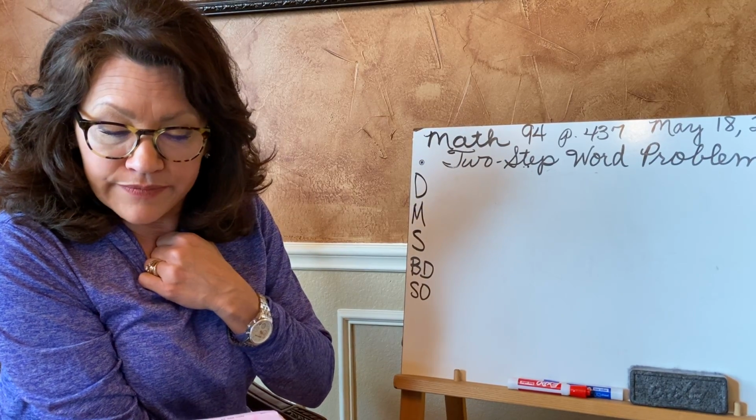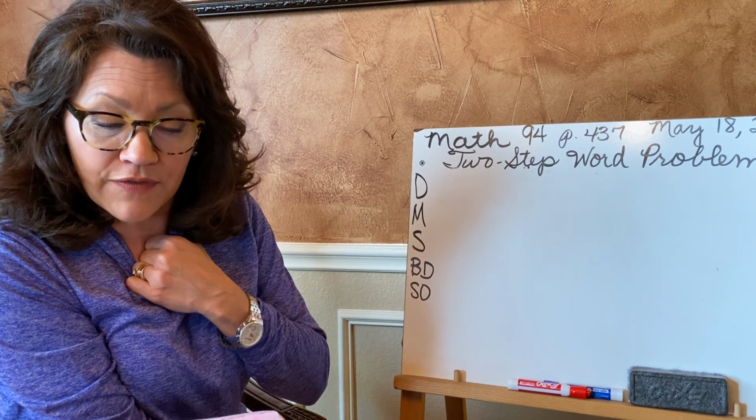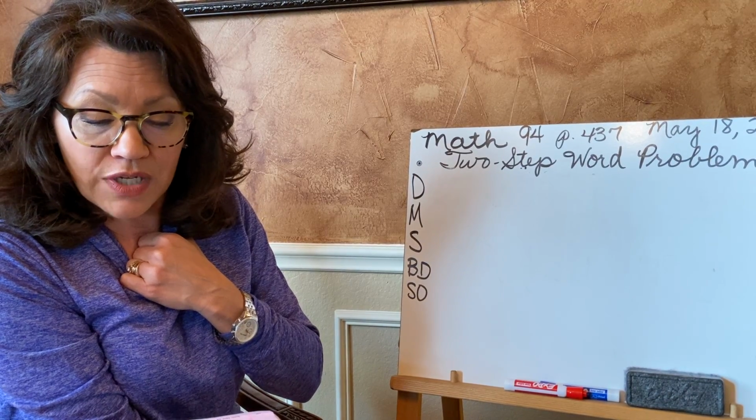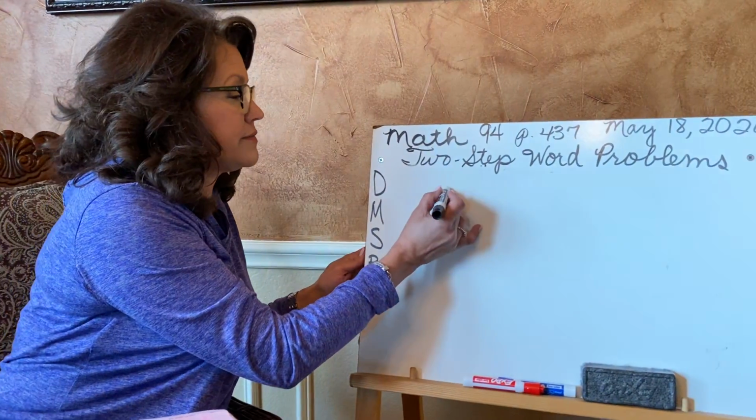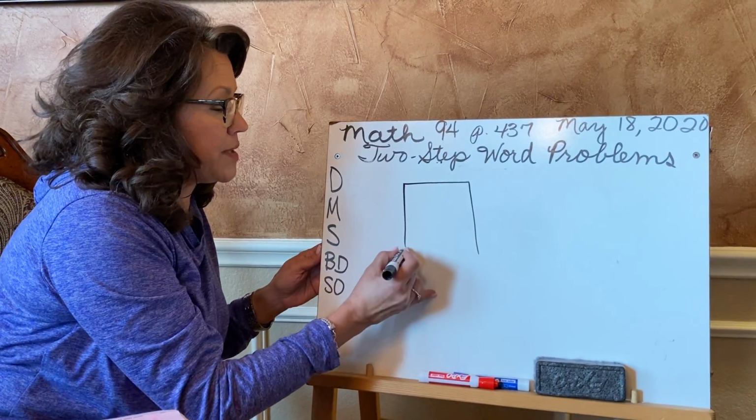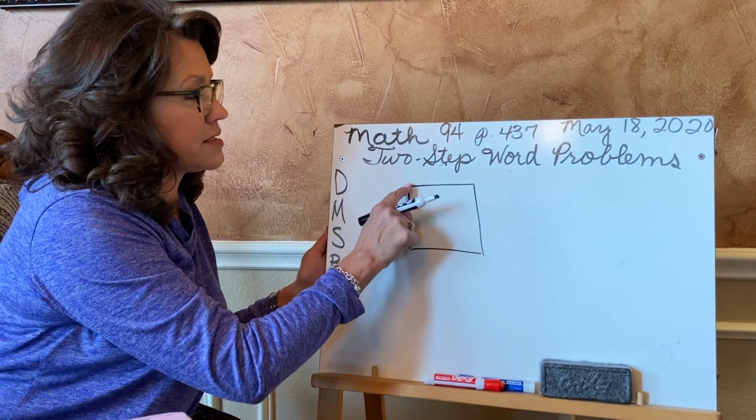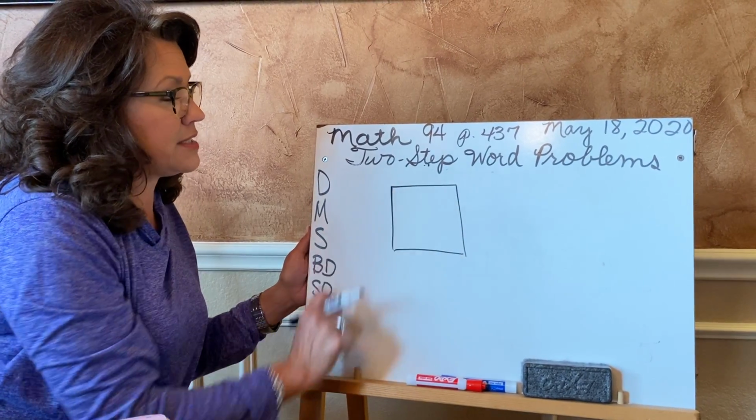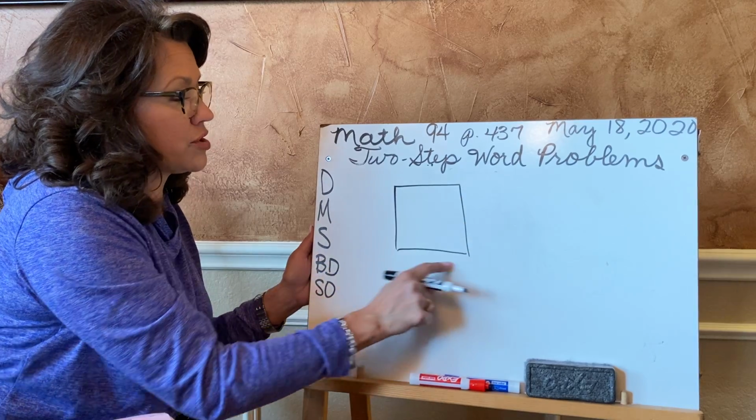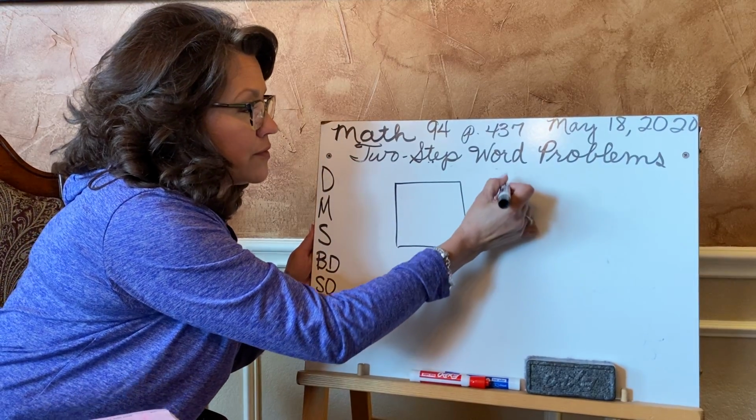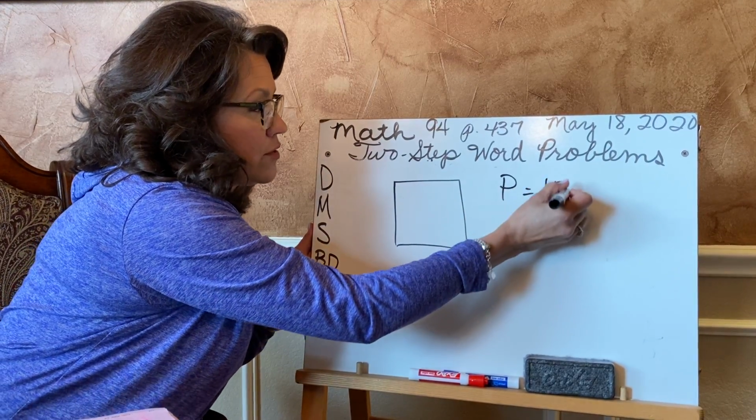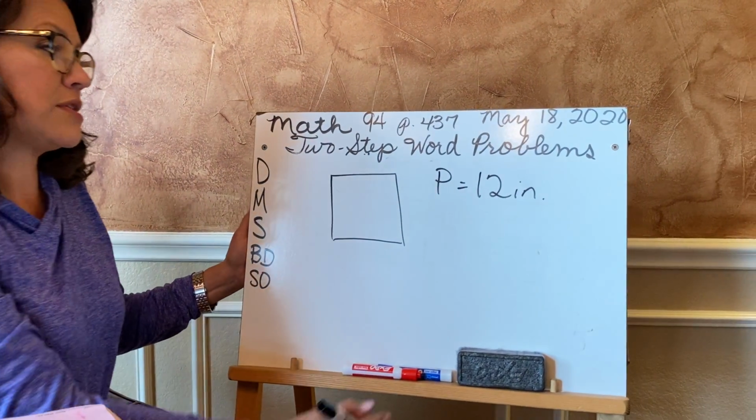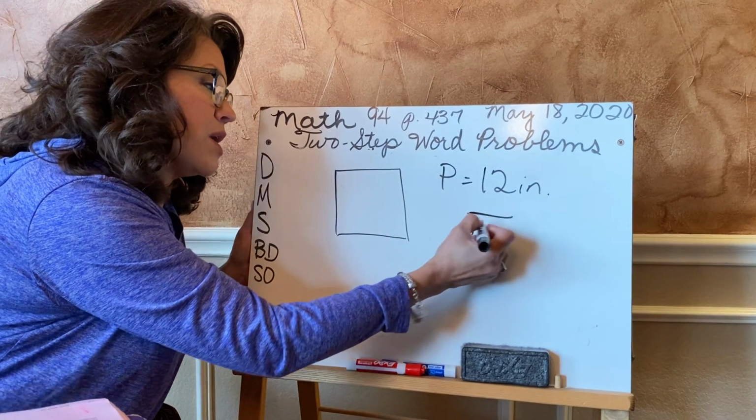All right, B. The perimeter of this square is 12 inches. What is the area of this square? First, you need to find the length of each side. Okay, so the perimeter means what? The distance all the way around the square. So if you add up these measurements, they should come to 12. The perimeter is 12 inches. Okay. How many sides are there, boys and girls? There are 4 sides, so 12.